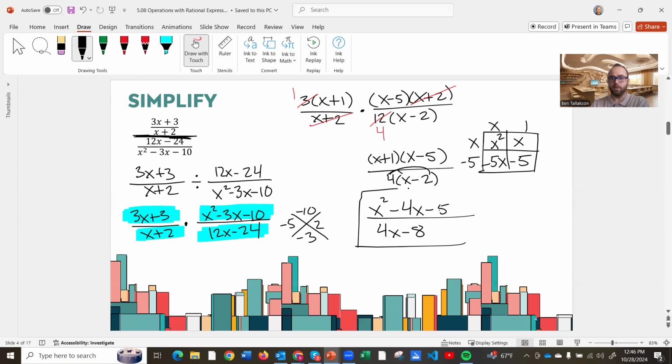And if you're thinking domain restrictions, good job. Sometimes you'll be asked to mention them, sometimes you won't. But d could not be 2 because 4 times 2 is 8. 8 minus 8 is 0, and that would make this function, or this fraction rather, undefined.